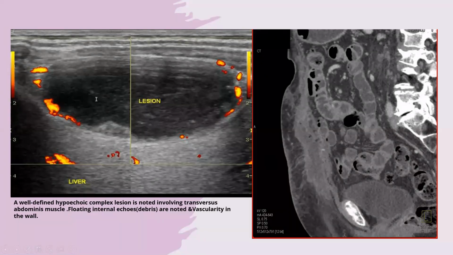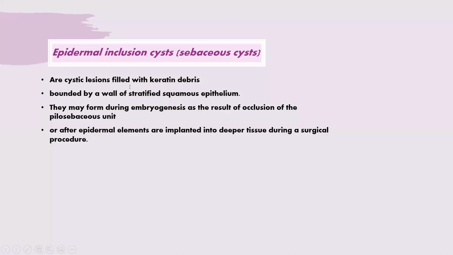Epidermal inclusion cysts or sebaceous cysts are cystic lesions filled with keratin debris, bounded by a wall of stratified squamous epithelium. They may form during embryogenesis, or as a result of occlusion of the pilosebaceous unit, or after epidermal elements are implanted into deeper tissue during a surgical procedure.